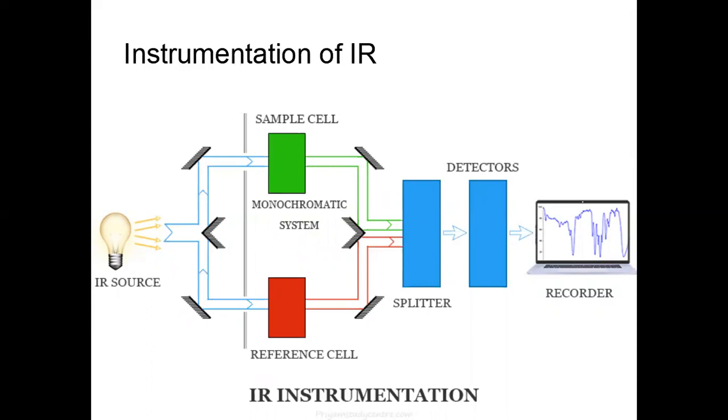And then at the end, the light moves toward the splitter, which splits the light, and the light which we want to detect goes towards the detector, and at the end we get a graph, and through this graph we can interpret the functional groups of different molecules.